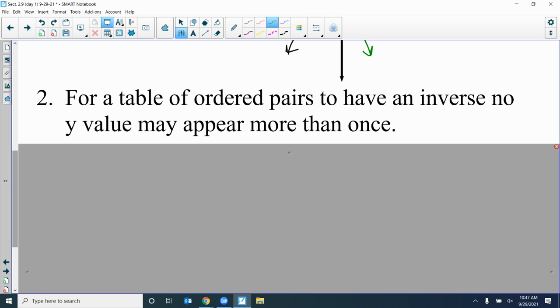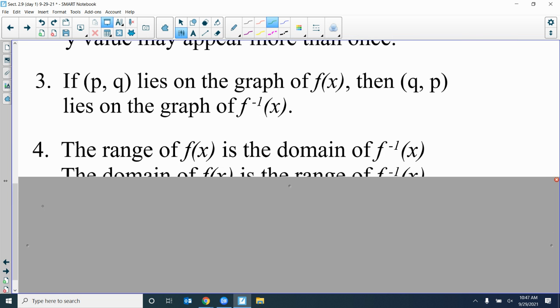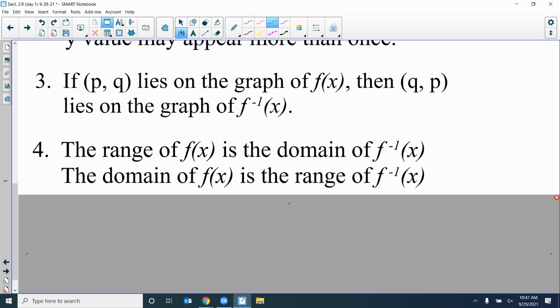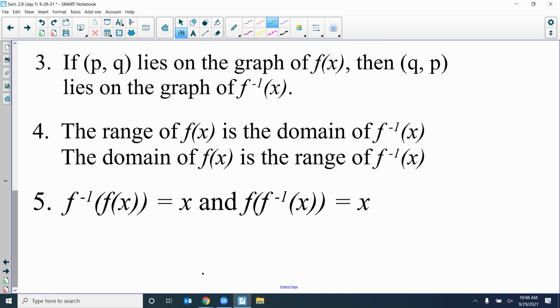If PQ lies on the graph of f of x, then what's true? Matthew? QP lies on the graph of the inverse, f inverse of x. The range of f of x is the domain of the inverse. And then the domain of the function is the range of the inverse. And then lastly, what does f inverse of f of x have to equal? X. They both equal x. Okay? They both equal x. So there you go. That's basically all the inverses here.